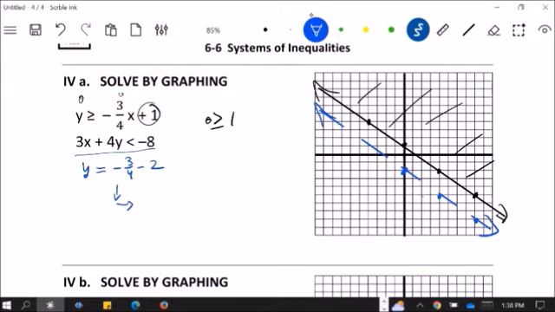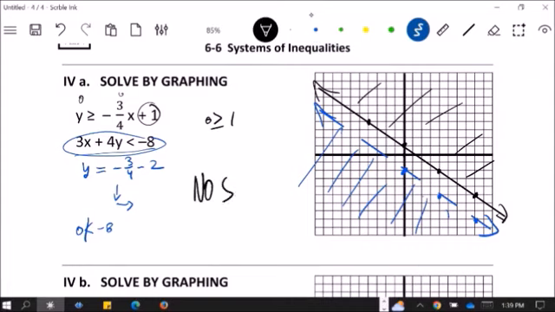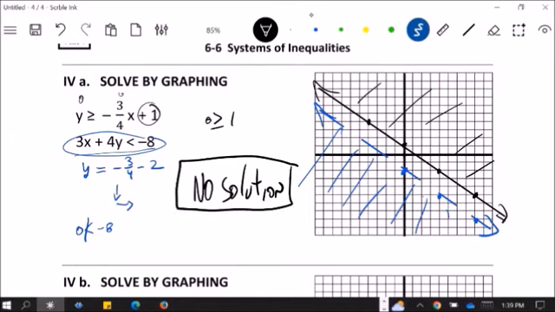And then this one is shaded. Well, let's check 0, 0 for that. 0 and 0 makes it less than -8? No, that's false. Therefore, we don't shade with 0, 0, we shade this way. And there are no places where they connect, no intersection. That means, once again, that the solution is no solution. That's what you say for the solution.